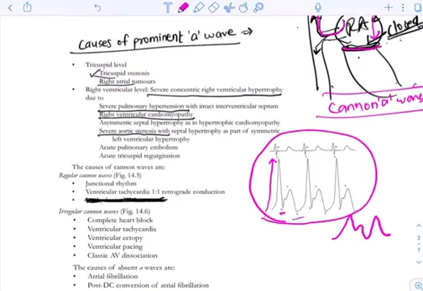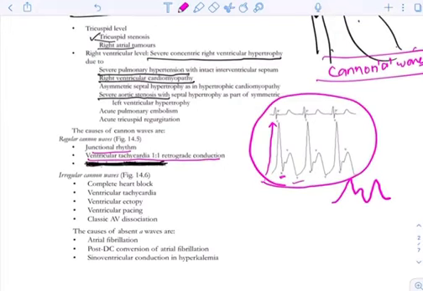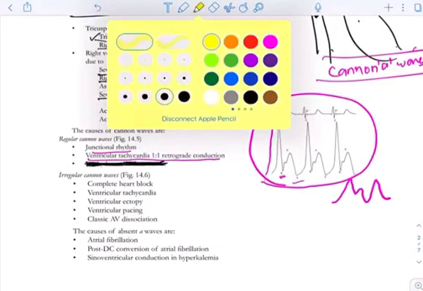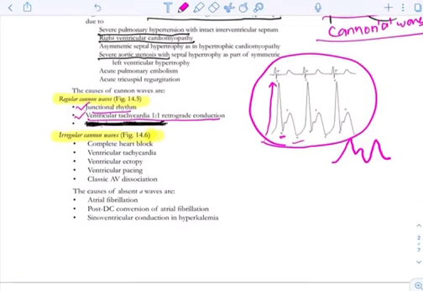So what are the causes of such a high Cannon A wave? First is junctional rhythm, second is ventricular tachycardia with 1:1 retrograde conduction. If there is retrograde conduction, when the atria contracts there will be resistance from the ventricular inflow, and that is why there will be a Cannon A wave. So we have differentiated regular Cannon waves and irregular Cannon waves. The causes of regular Cannon waves are junctional rhythm and ventricular tachycardia with 1:1 retrograde conduction. Now, irregular Cannon waves.